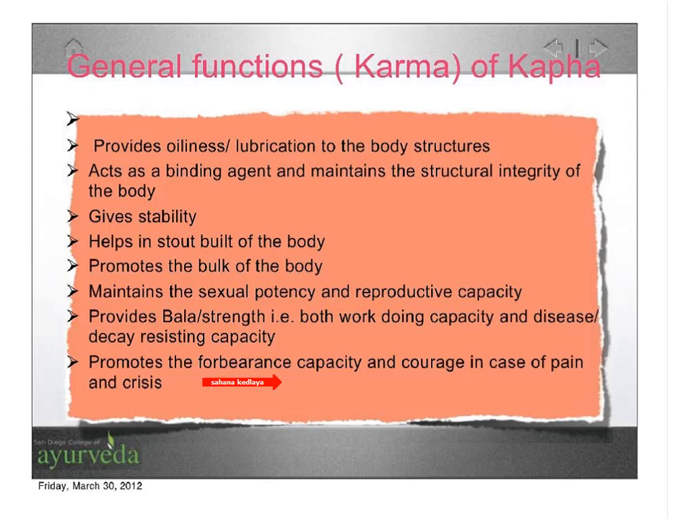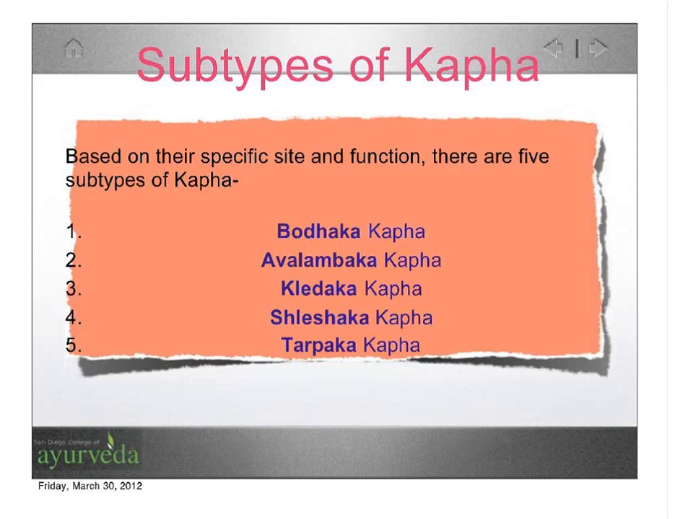Mentally they'll be kind, generous and caring, and they will have the quality of forgiveness. If somebody makes a mistake, they can forgive them and let go, but not the Vata and Pitta type of person. So these are the different physical and mental functions of Prakrita Kapha dosha. Then we'll move on to the subtypes of Kapha.